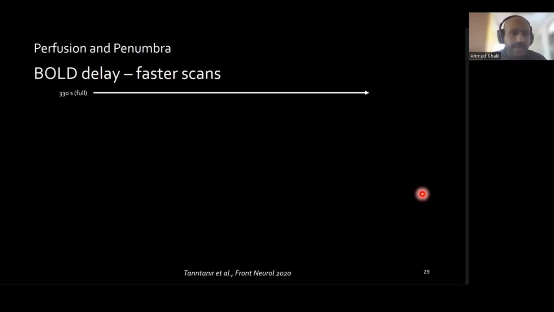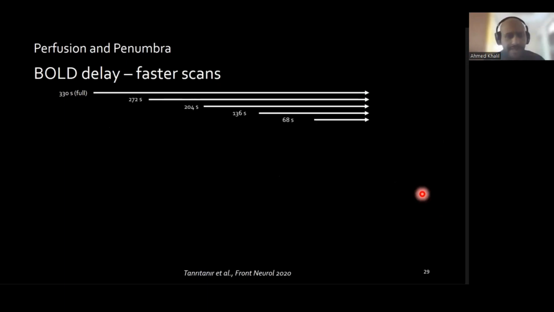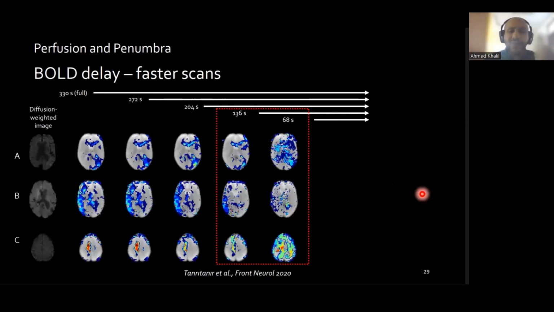We then went on to, because as I mentioned earlier, speed is really, really important in the context of acute stroke, look at whether we can make the scans even faster. The scans were almost 6 minutes long when we started. And what we did was we took this 6-minute long resting state scan and broke it down into smaller parts. And then we analyzed and calculated the bold delay maps from each of these shorter parts. And we found that you can actually shorten the scan time quite a bit. So you can shave off, probably about a minute and a half or so from the full scan length before you start to really see a deterioration in the maps.